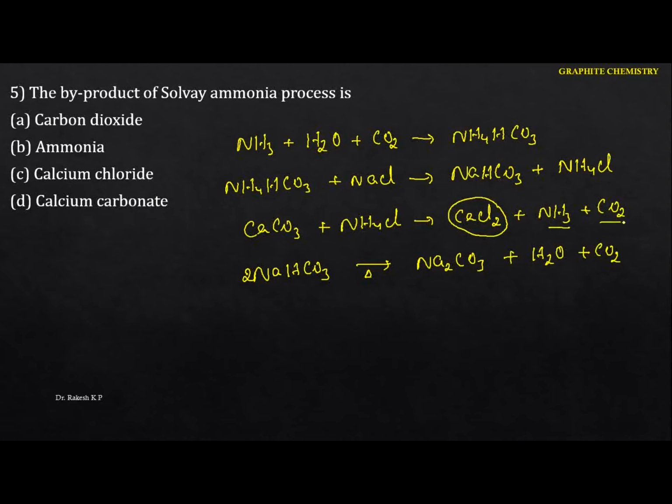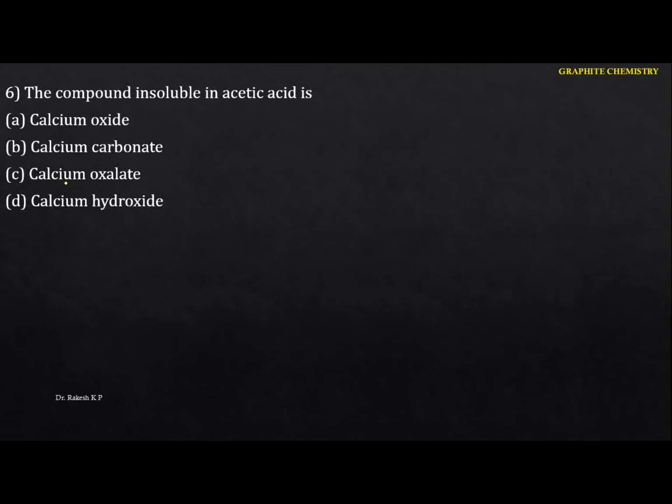Whatever the ammonia and the carbon dioxide we got, again it is involved in the first process. Hence in this case the byproduct is the calcium chloride. The option is which one? That is the C. So next one. The compound insoluble in the acetic acid is, okay, so it is about the direct questions here. So that is the calcium oxalate.